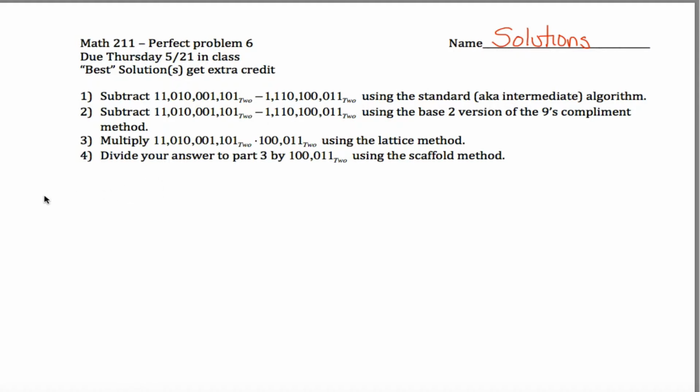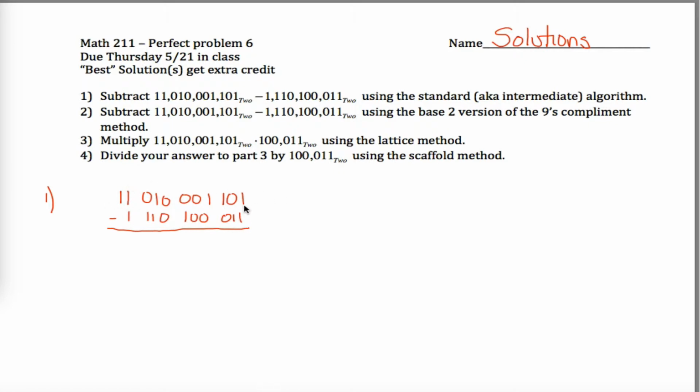So what we're doing here in 1 is we're taking this first number, which is 1, 1, 0, 1, 0, 0, 0, 1, 1, 0, 1. And from that we are subtracting 1, 1, 1, 0, 1, 0, 0, 0, 1, 1. Okay, and the basic idea here is we'll do it just like your normal algorithm, but you have to be a little bit careful when you borrow from another column. So we'll see what happens when that happens.